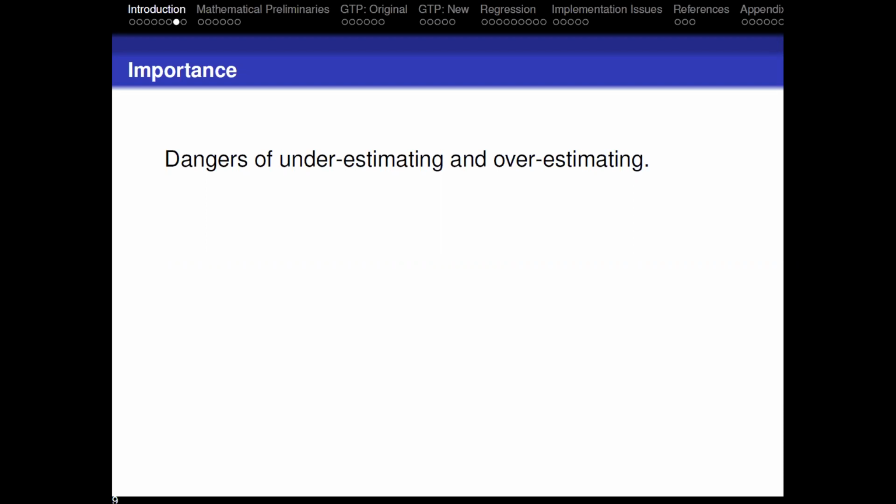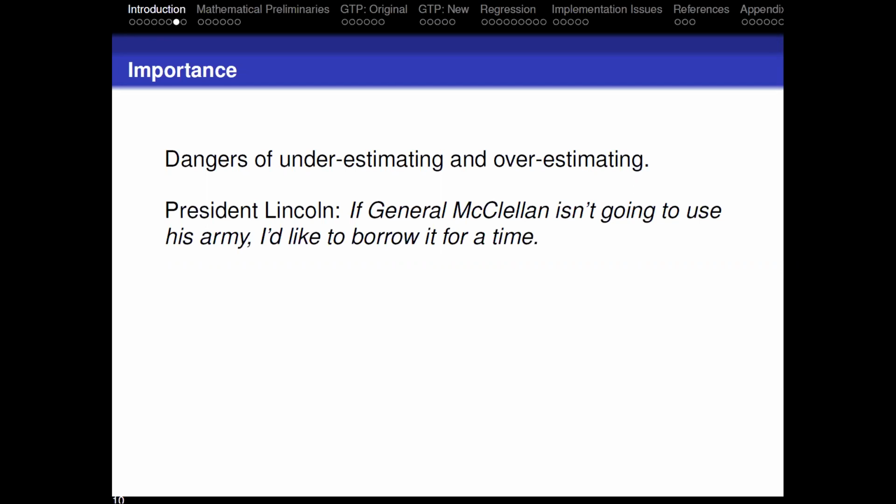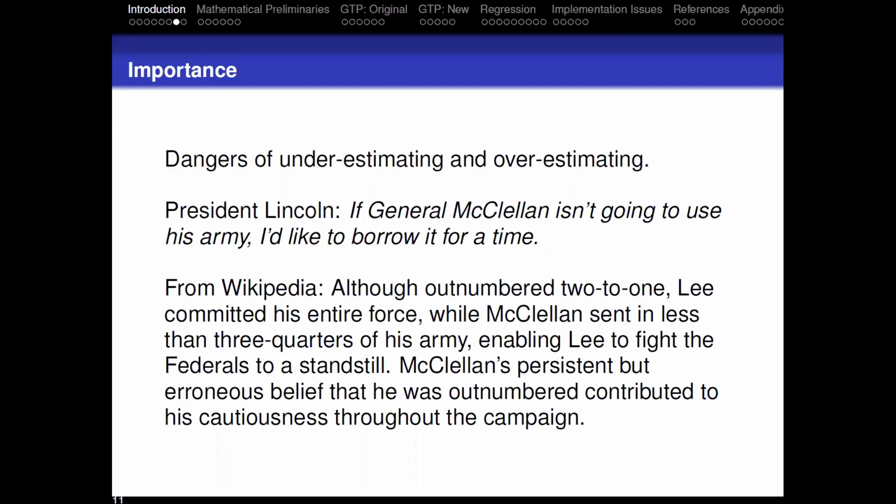deploy those forces elsewhere. There's a lot of great quips attributed to Lincoln. One of my favorites from the Civil War: if General McClellan isn't going to use his army, I'd like to borrow it for a time. McClellan always believed that he was facing more tanks than he actually was. Not more tanks, more soldiers than he actually was. And this was analysis, paralysis by analysis. He just did not believe he had enough troops available to go into battle.